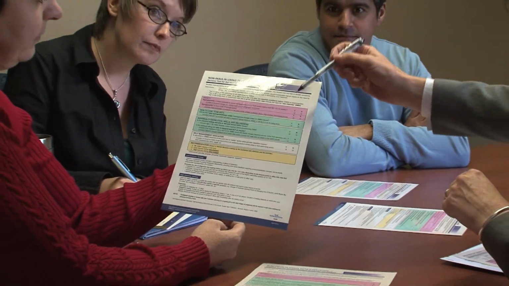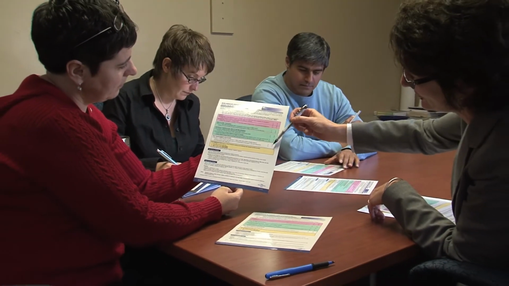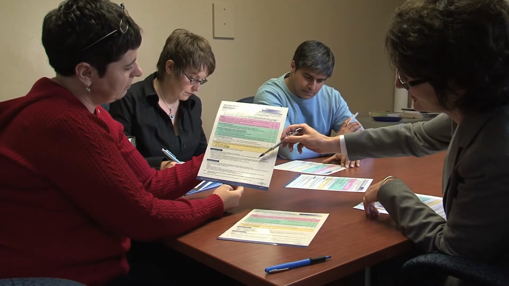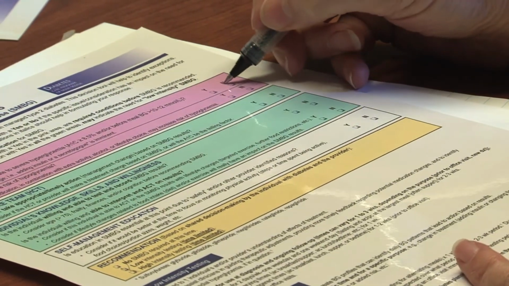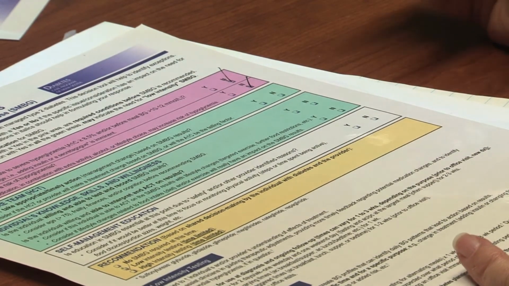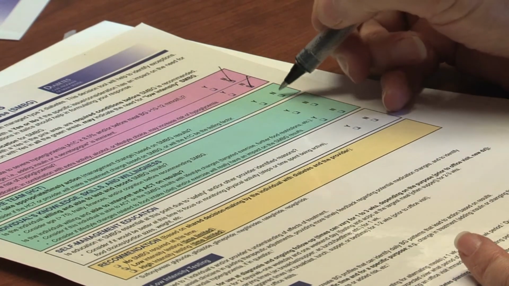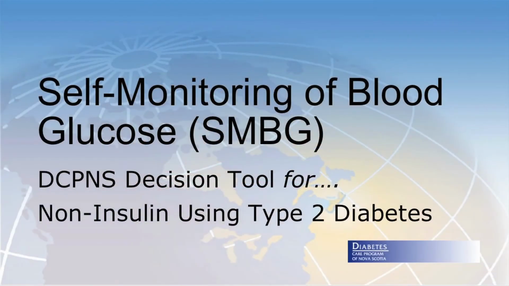The decision tool was developed by the Diabetes Care Program to help you determine if testing is required in individuals with non-insulin using type 2 diabetes. The tool will help guide your decision on who needs to test, and for those who do need to test, how often they should test and for how long. The purpose of this video is to introduce the features of the tool, work through a sample case together, provide summary caveats and principles to guide future application of the tool, and to leave you with a few cases to work through at your own pace.